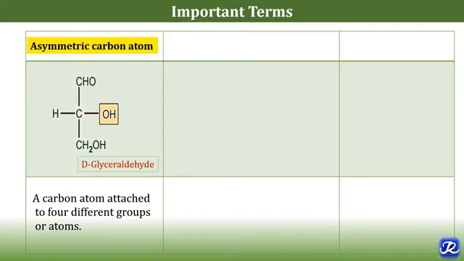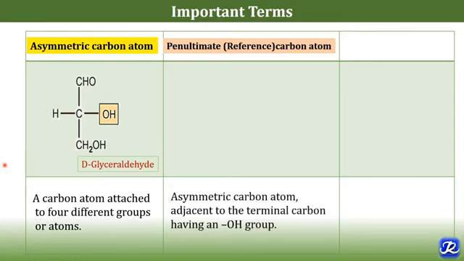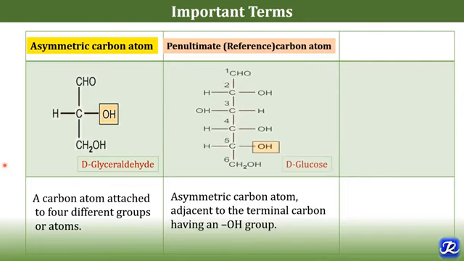For example, this is a structure of glyceraldehyde where this carbon atom is attached to 4 different groups or atoms, and this carbon atom is called as asymmetric carbon atom. The second term is penultimate or reference carbon atom, and it is the asymmetric carbon atom which is adjacent to the terminal carbon having a hydroxyl group.